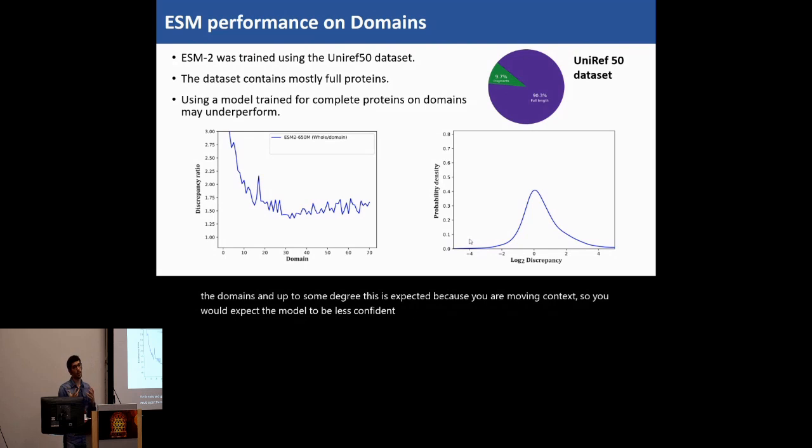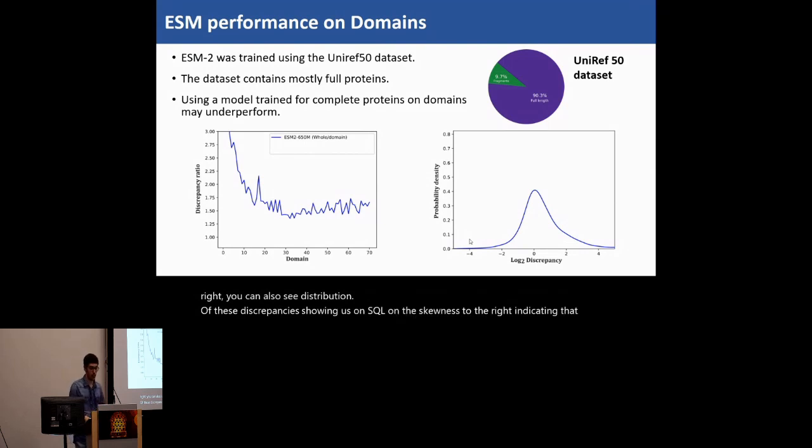But if you think of domains, they are defined like a functional unit, so you would expect a lot of the evolutionary pressure that these models can pick up to still be present. So you would have expected the average difference between the predictions to be very close to 1. And this is not the case. And here on the right, you can also see a distribution of these discrepancies, showing also a skewness to the right, indicating that domains are under-predicted.